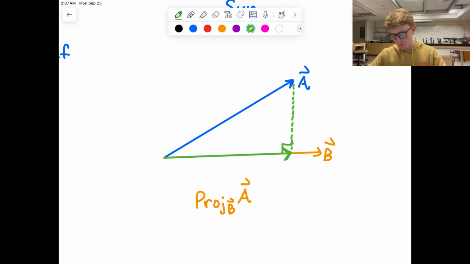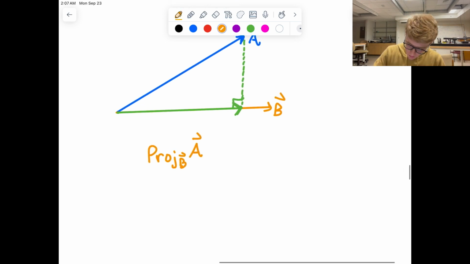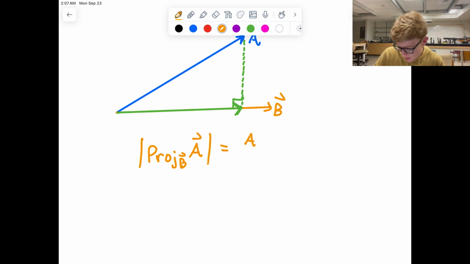Well, let's say I want to find the magnitude of that projection. Turns out dot product is helpful for that. So notice I have my magnitude specified here with my absolute value bars. In that case, I can do vector A dot vector B over the magnitude of vector B. And this will give me the magnitude of the projection of vector A onto vector B, okay?